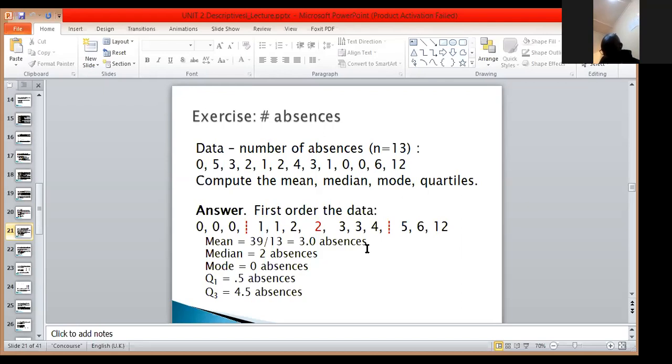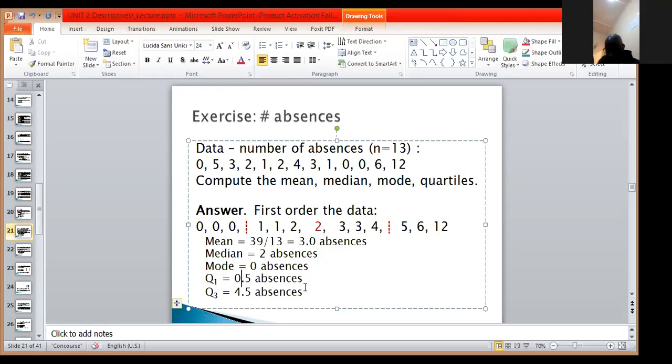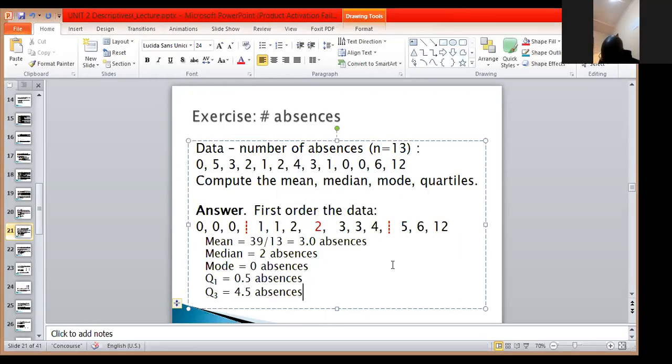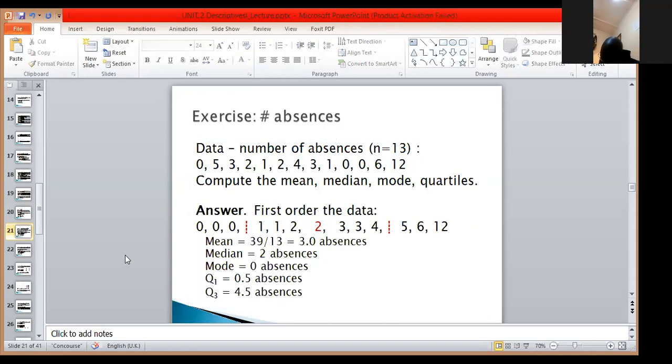So for the first quartile, we picked the last number in the first part and the first number in the second part and divided it by 2. That's how we found the 0.5. Then for our upper quartile, we go to the third part and pick the last number in the third part, which is a 4. Add it to the first number in the fourth part, which is a 5. 4 plus 5 is 9. Divide it by 2. It gives us 4.5. So our upper quartile is 4.5. Is that okay?